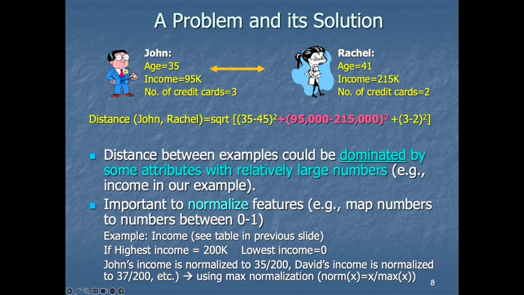Another method to normalize, which is used in these slides, is max normalization. You simply divide all the values by the maximum value. For example, what is the maximum age here? 63, right? So you divide all the age values by 63. This is called max normalization. You just divide by the maximum number.